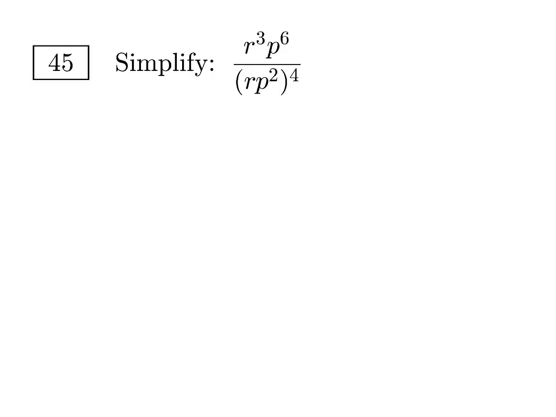Simplify. Got r to the 3rd, p to the 6th. So let's see here. R to the 3rd, p to the 6th. What's going to happen here? I have a 1 right here. So I'm going to multiply these. I have r to the 4th, then I have p to the 8th.